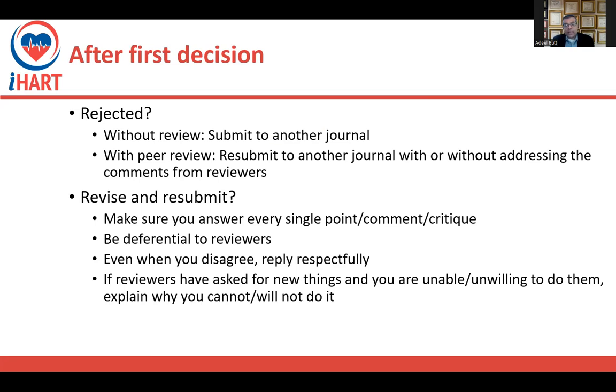And if you decide to not address a comment, in other words, not do what they've asked you to, you should clearly write down what the reason for your disagreement is. Again, in a very polite manner, in a very respectful manner, starting with, we really appreciate your comment. However, we would like to point out that A, B, C, D, E, F, this is why we disagree with you, and we cannot or would not do that.